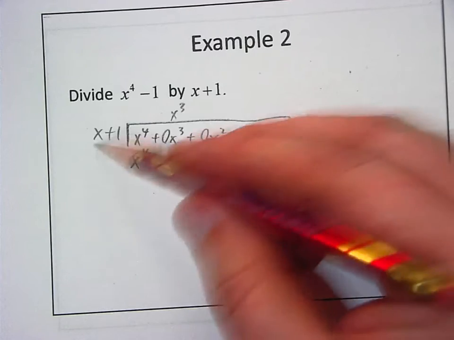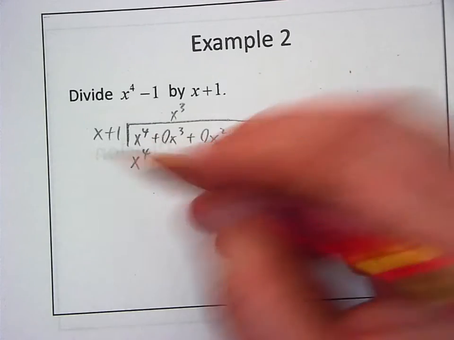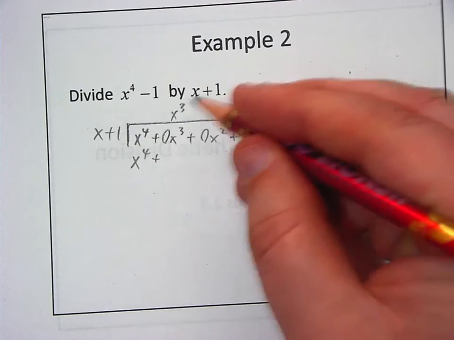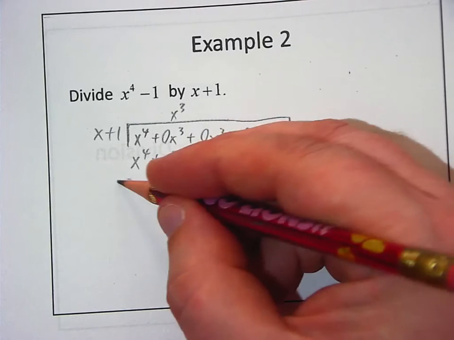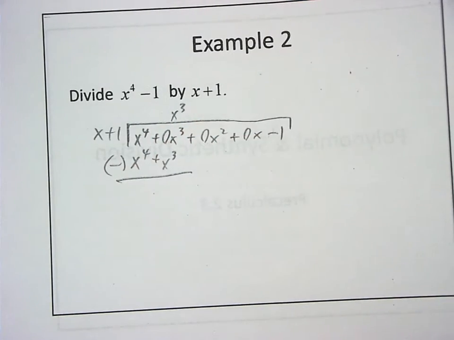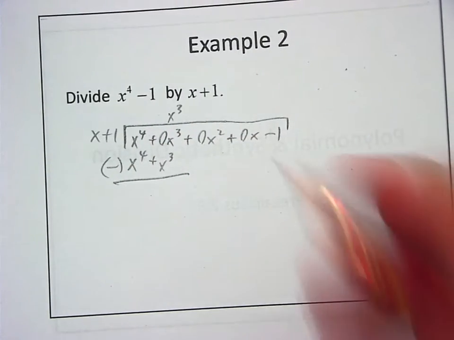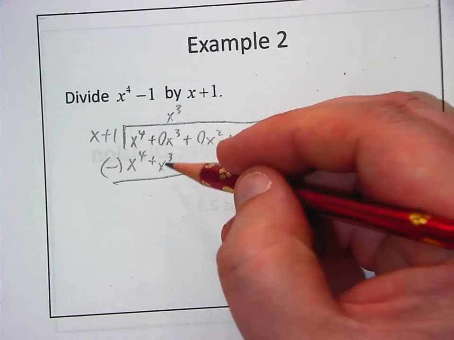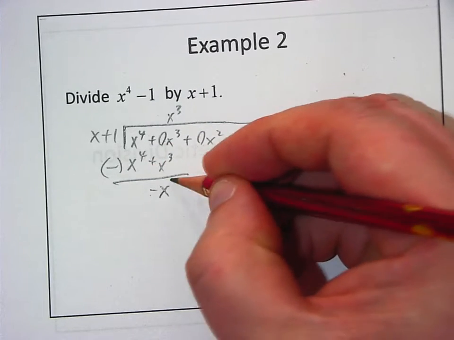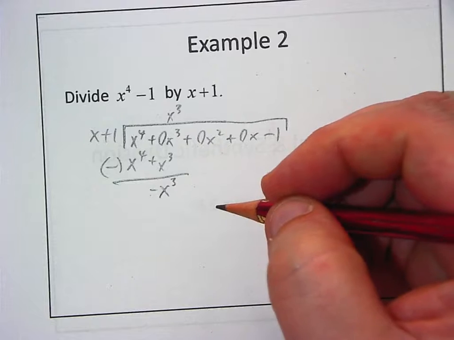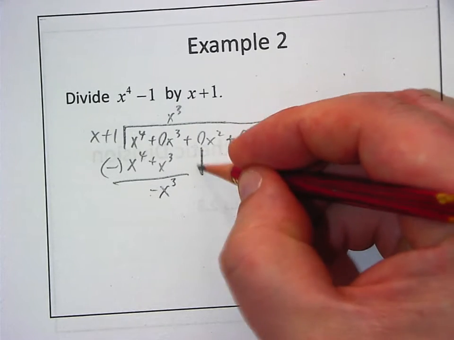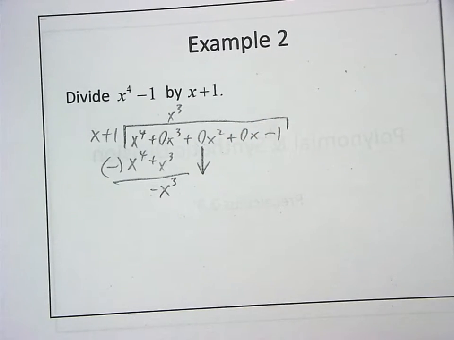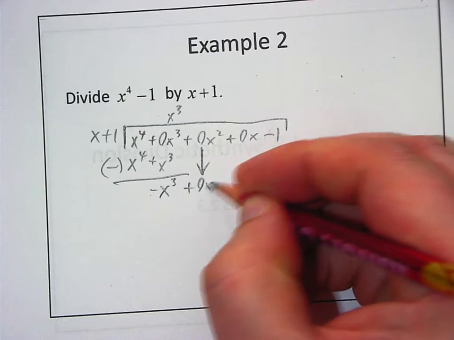Okay, so I'm going to take everything out front times that x cubed. That's going to give me x to the fourth plus 1x cubed. Now when I subtract it, here's where people usually go off the rails. Make sure you actually subtract this. 0 minus 1x cubed is negative 1x cubed. Okay? Now I only bring down the next term. I don't bother bringing everything down with it. So that's plus 0x squared.